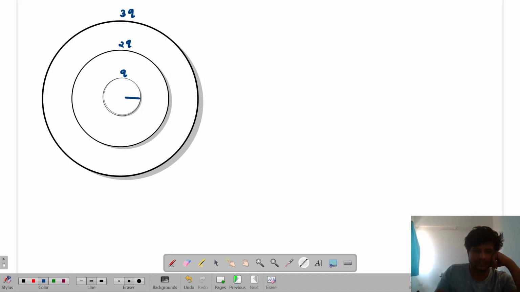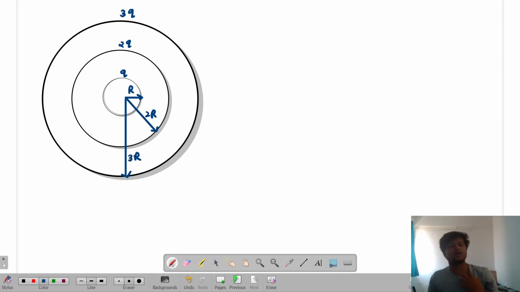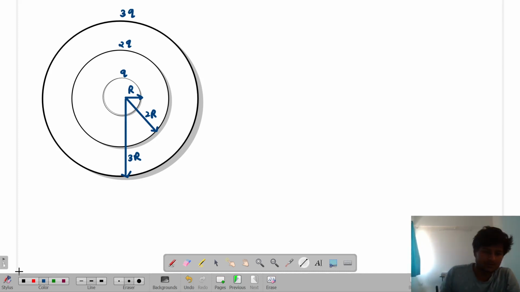The radii of the spheres are R1, R2. I'll write the radius also. So this is R, this is 2R, and this is 3R. Are you able to get me? And the second inner sphere is grounded.